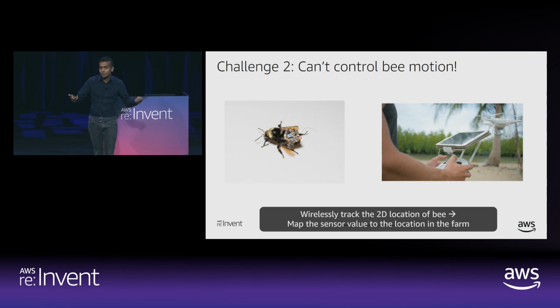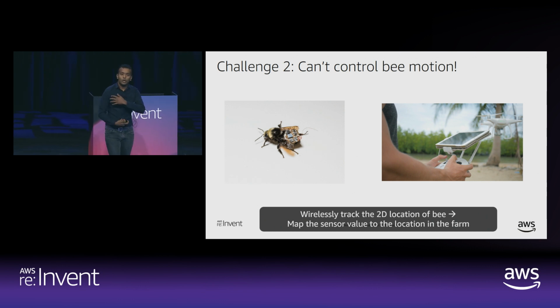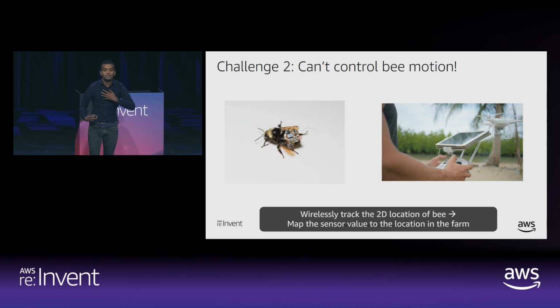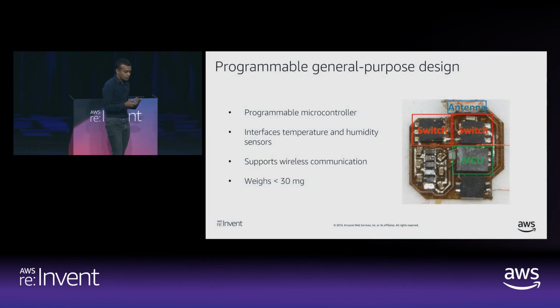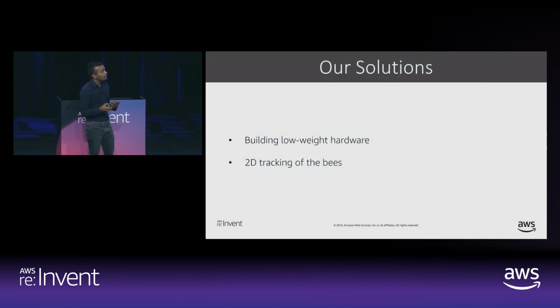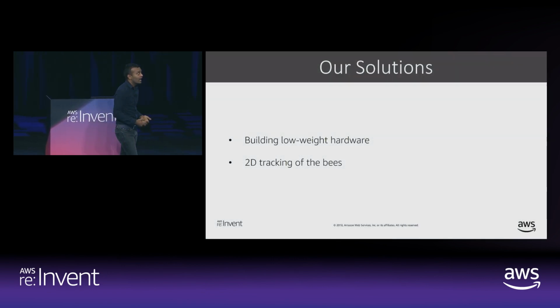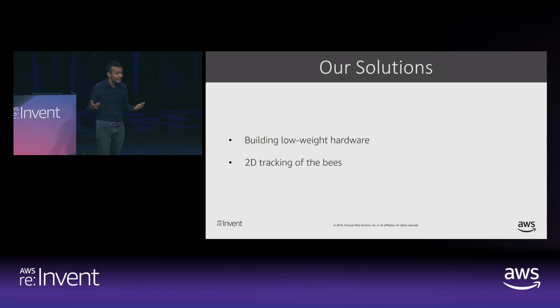So we can just attach the platform to all these bees, and opportunistically, when they go out there, they're going to collect the data, and hopefully we're going to get the data across the whole farm. So our solution effectively has two main components. First, we are going to build a low-weight hardware. The second, we need to enable 2D tracking on the bee itself.